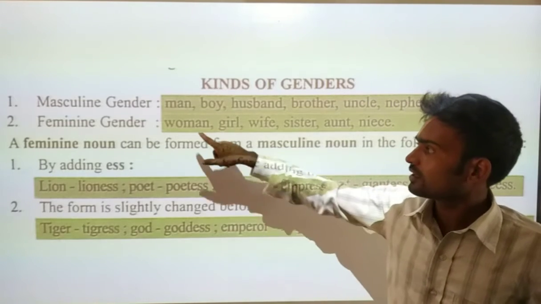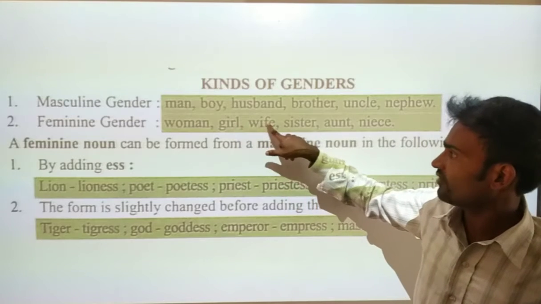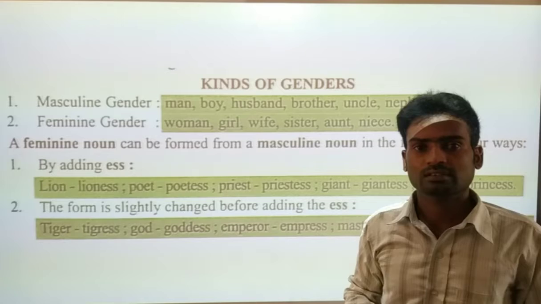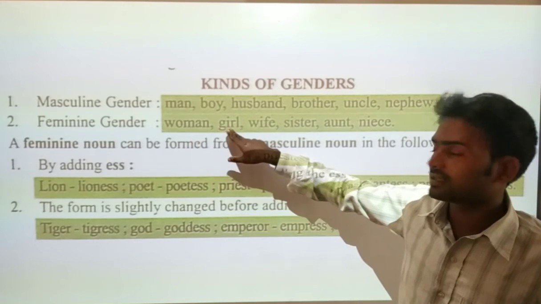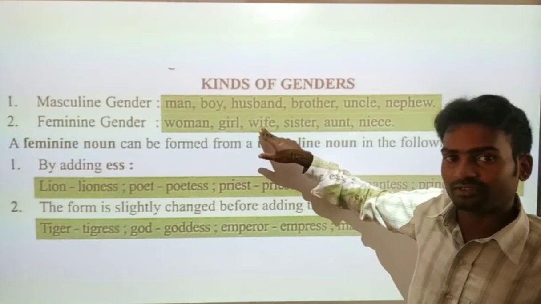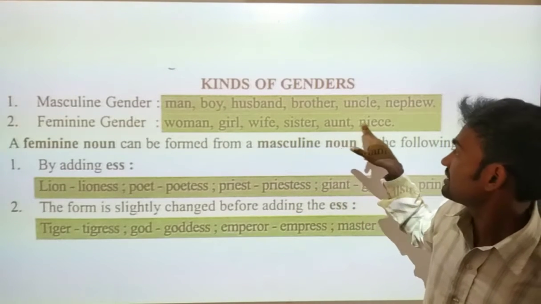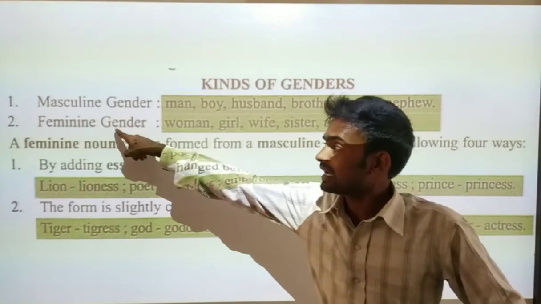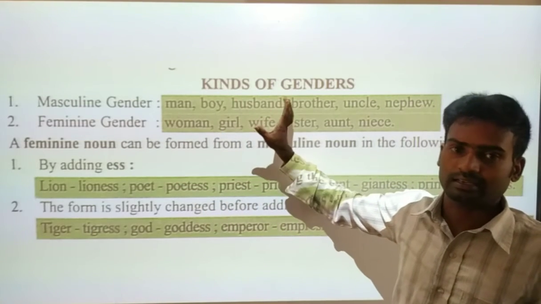Feminine gender says women, girl, wife, sister, aunt, and niece. So sab log ladki hai na, woman ladki hai, girl ladki hai, wife लड़की है, sister लड़की है, aunt, niece सब लोग लड़की है. So feminine gender is called girls और लड़की है.